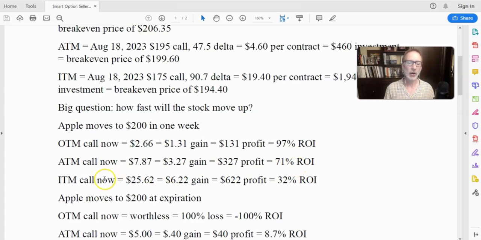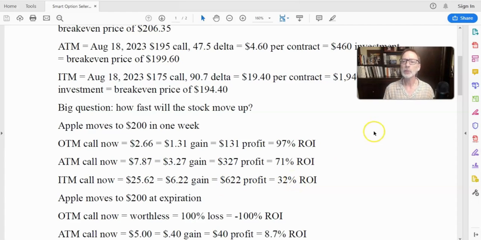The in-the-money call is now going to be worth $25.62 with Apple at $200 a share 1 week later. That's a $6.22 gain per contract, which is $622 profit. But the return on investment is only 32%.